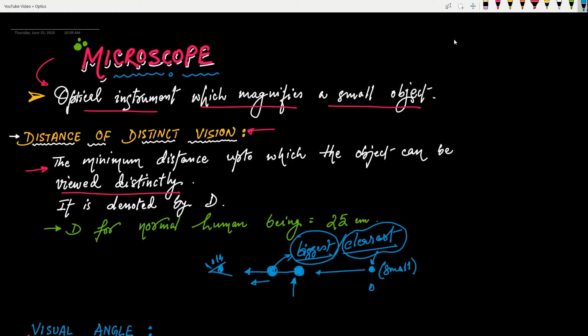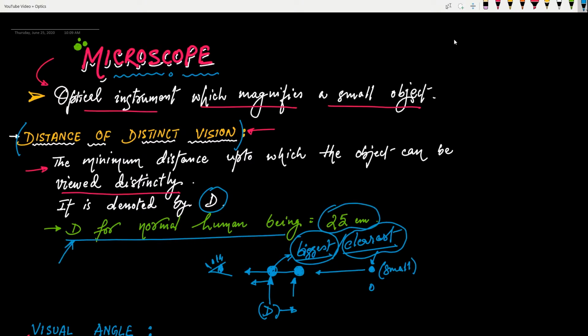So this point, okay, this is the point where we are seeing the object the biggest and the clearest. So we term this point as capital D, and we say that this minimum distance from the eye is actually known as distance of distinct vision. I hope this much is clear.